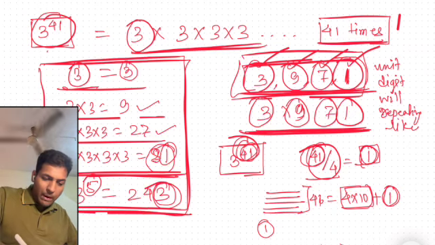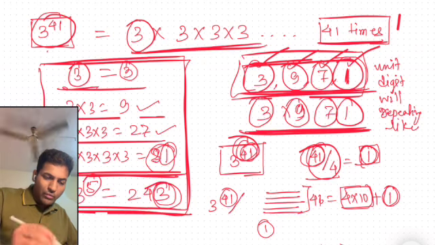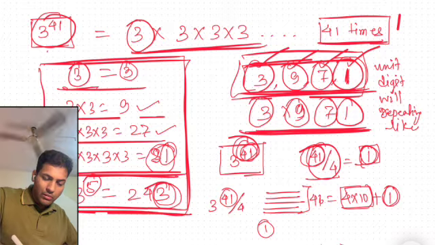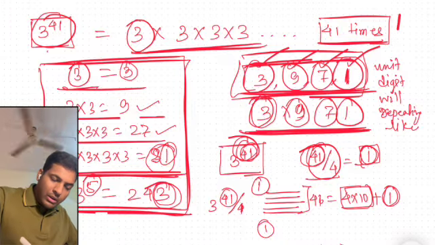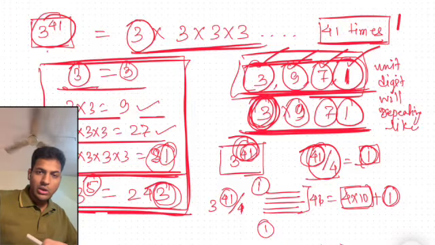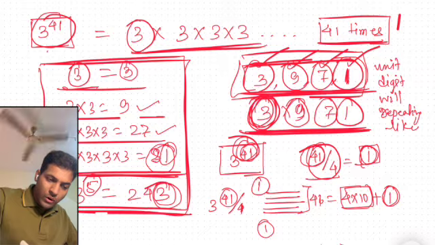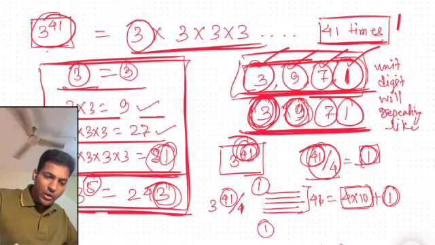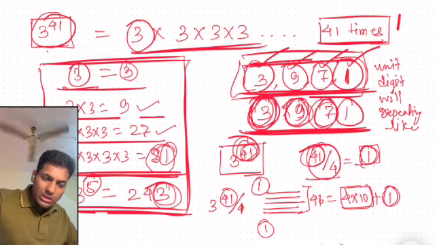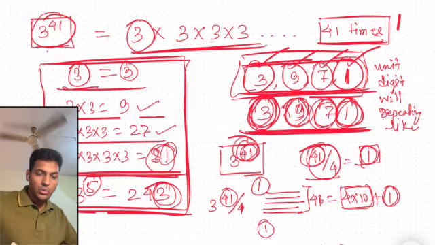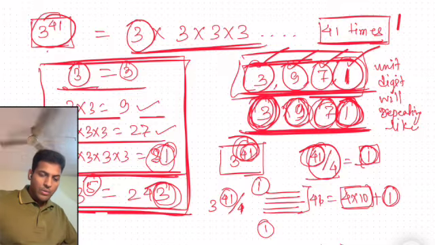Just divide the power. Suppose you have got 3 to the power 41. Divide the power with 4. 41 is divided by 4, and you get remainder 1. If you get remainder 1, this will be the unit digit. If you get remainder 2, this will be the unit digit. If you get remainder 3, this will be the unit digit. If you get remainder 0, this will be the unit digit. Have you got it? Now let us see.